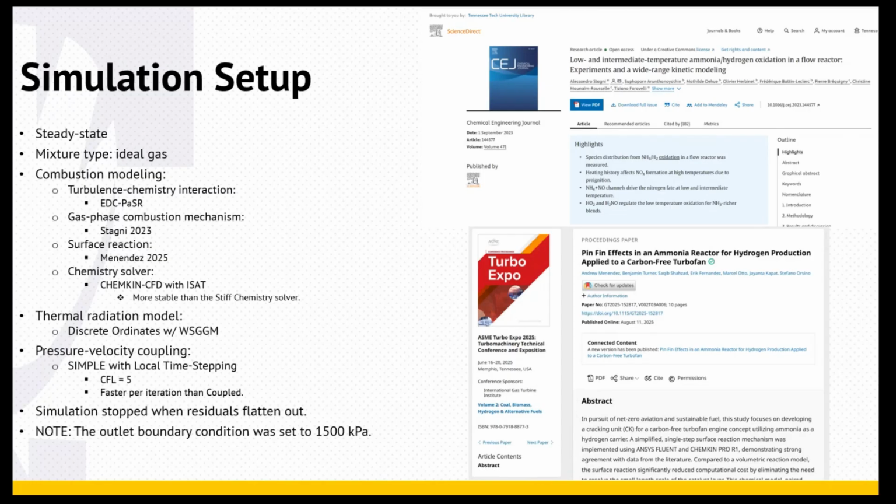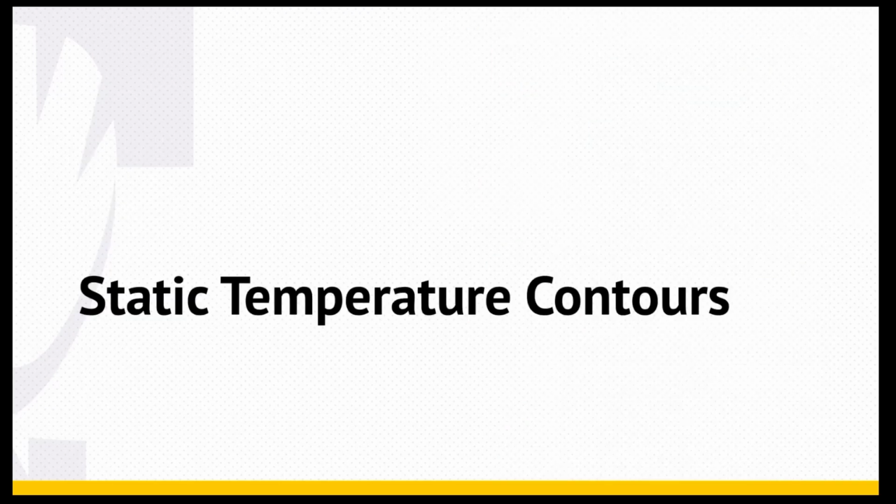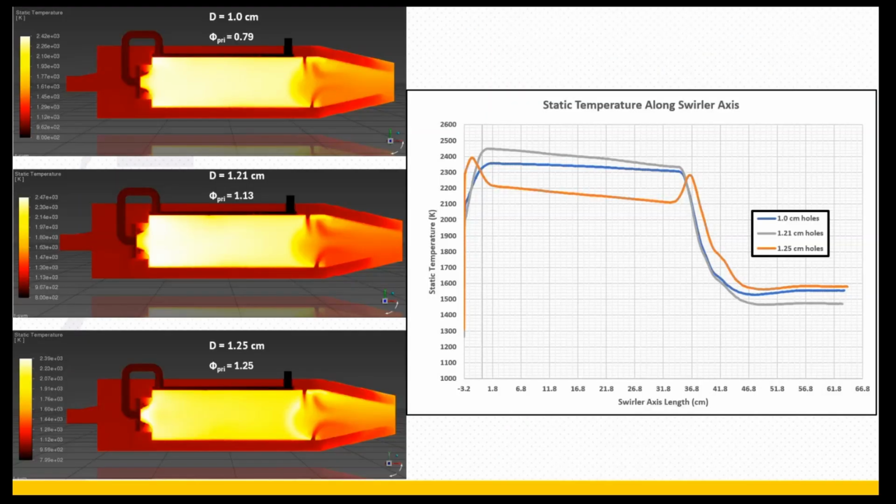It's very difficult. I don't want to say it's impossible to achieve full convergence with a simulation like this. But the simulation will stop when the residuals flatten out and the actual raw report definition values only have small fluctuations in them. Now we're going to get into the results, starting with static temperature.